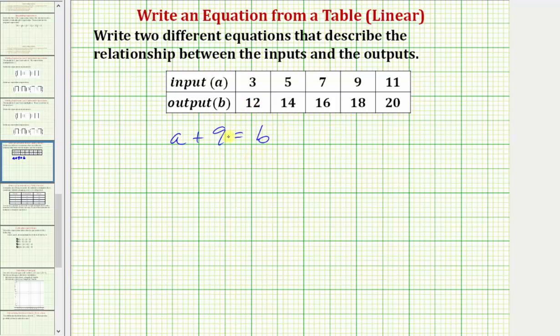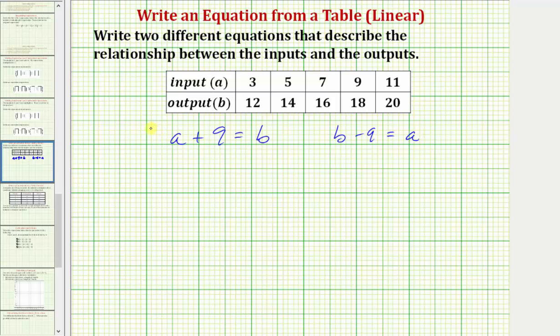So if B is 9 larger than A, then if we start with B, we can get A by subtracting 9. Notice 12 minus 9 is 3, 14 minus 9 is 5, 16 minus 9 is 7, and so on. So a second equation that describes the relationship between A and B would be B minus 9 equals A.